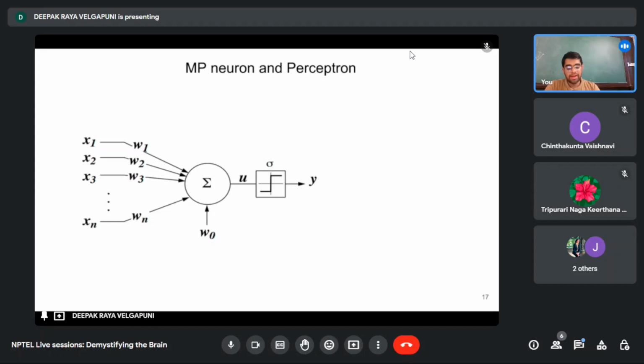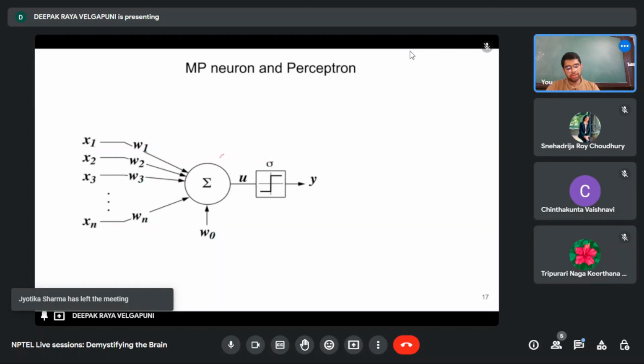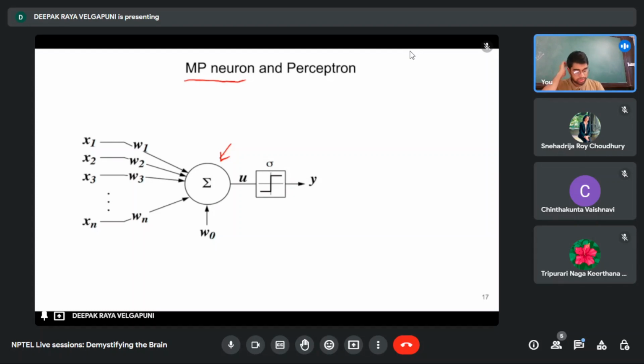The weighted sum of inputs passes through the neuron, like at the axon hillock, where the integration of different dendritic inputs takes place. Then the action potential is an all-or-none phenomenon, and this step function denotes that. If it crosses some threshold voltage, it just spikes. This is the MP neuron we are talking about right now, and the model for it.